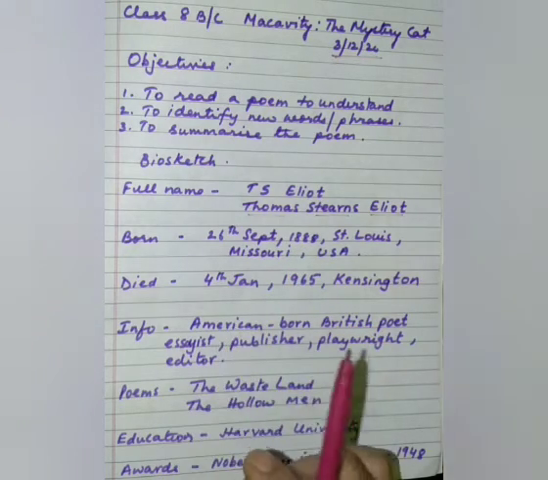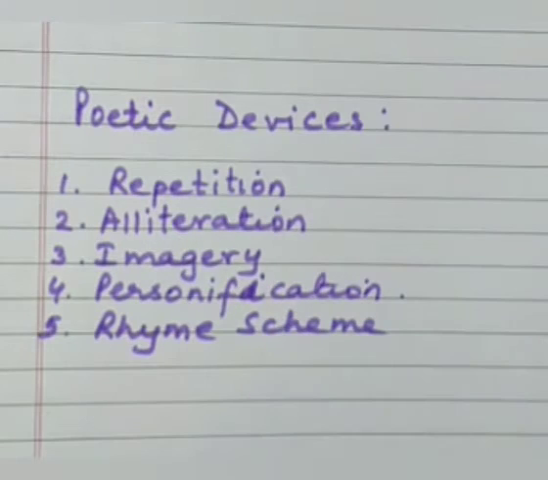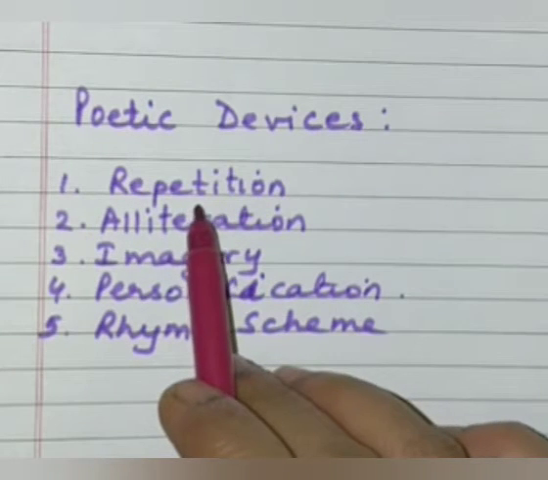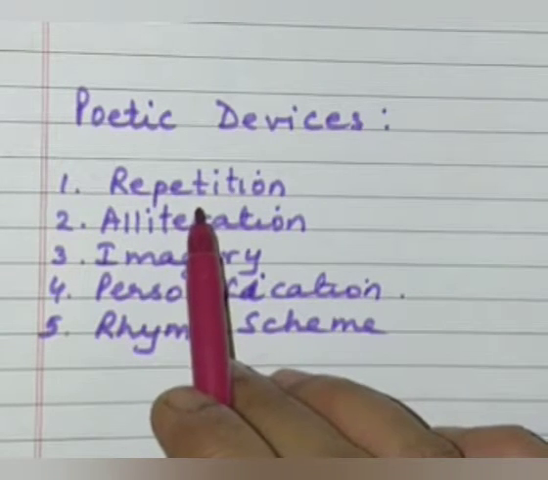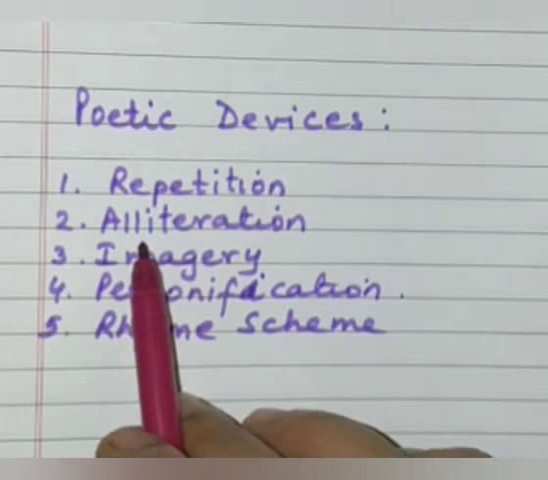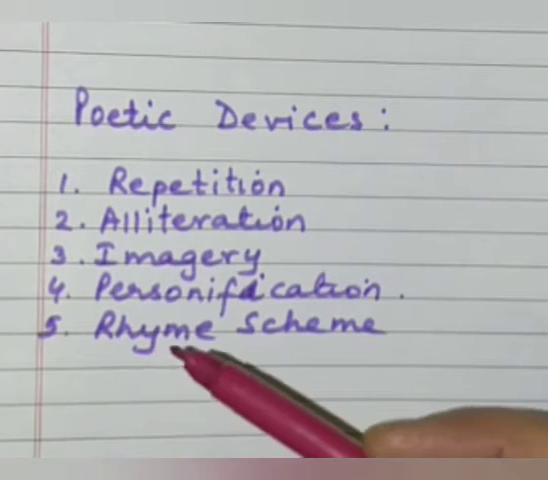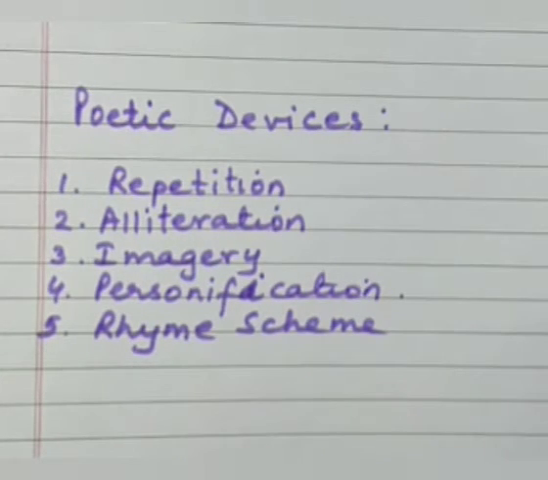Now coming to poetic devices. These are the poetic devices that the poet has used in the poem. Repetition, that means repeating of lines, repeating of sentences. He has done that. Then alliteration. I hope you remember what alliteration is. That is, in one line he has the same sounding consonants. If S sounding consonant, then he'll have 2-3 words of S in the same line.